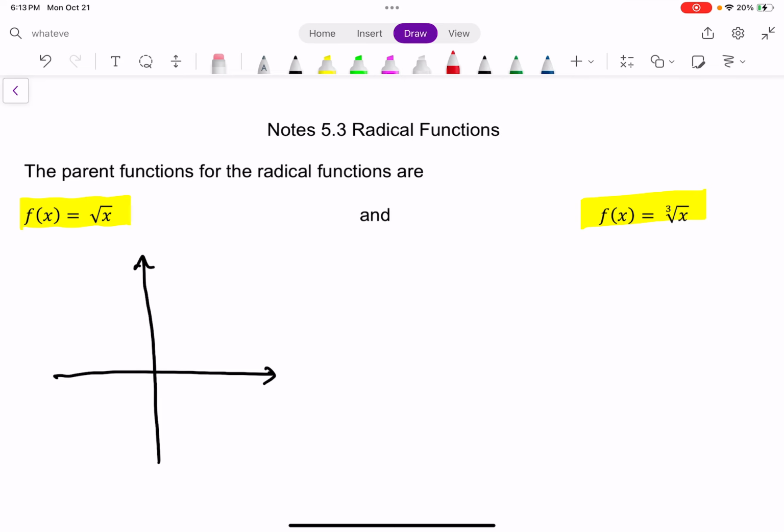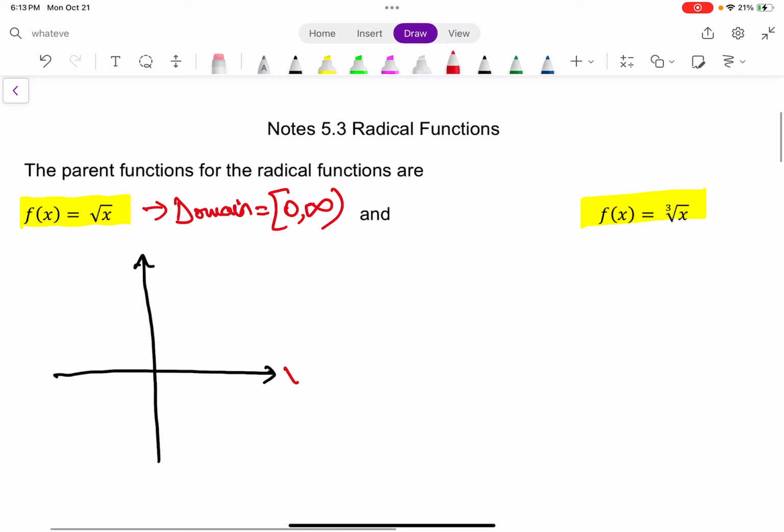But the square root of x, again, if you remember the domain of the square root function, you can only have numbers inside the square root that are greater than or equal to 0. So in other words, you cannot put negative numbers inside. You can if you are thinking of complex or imaginary numbers, but anytime we're talking about functions, this represents the real number line.